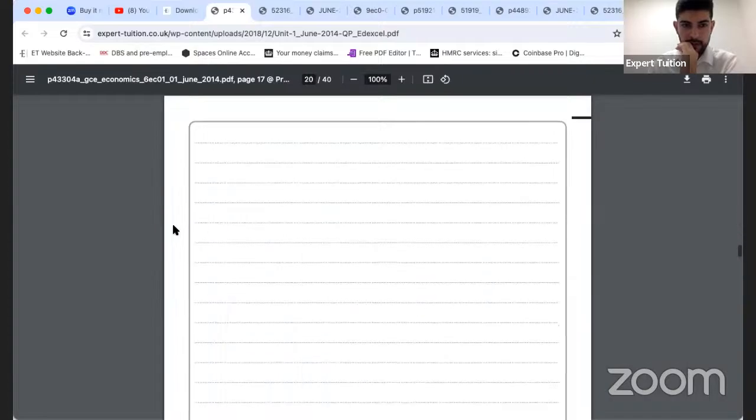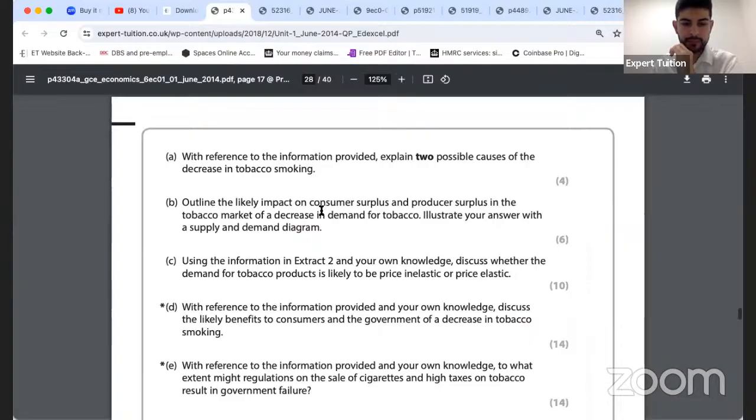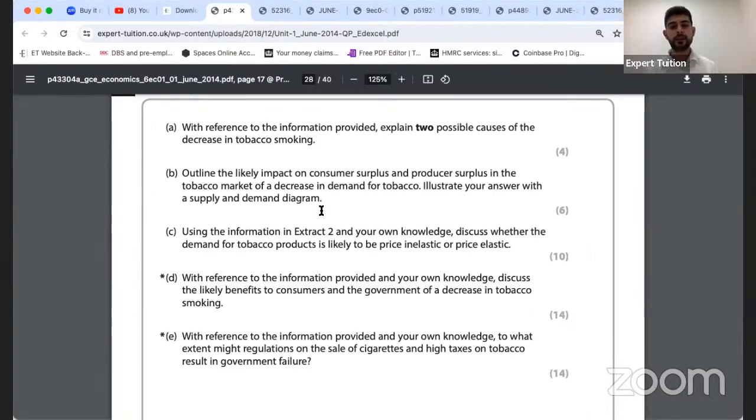Right, here we go. 10E, fun. The question says this: with reference to the information provided and your own knowledge, to what extent might regulations on the sale of cigarettes and high taxes on tobacco result in government failure? Right, the extract is so helpful.